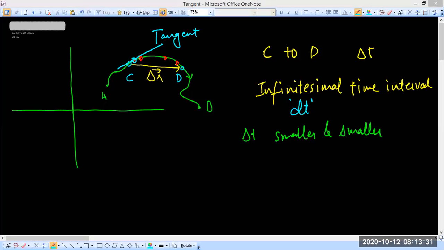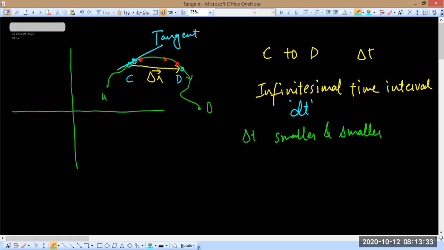Vedant, focus on what I'm explaining, right? You are getting distracted.